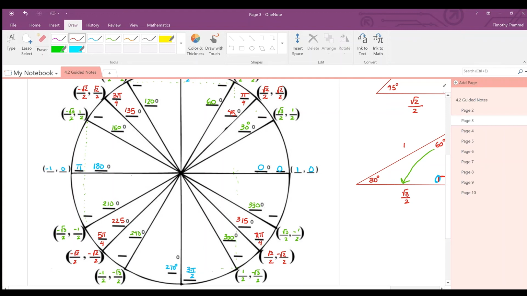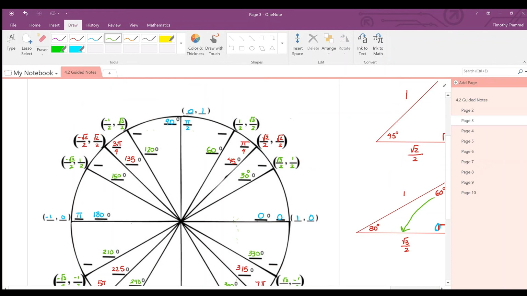Okay. And then if we add another pi over 4, we'll get to 8 pi over 4, which is equal to 2 pi. That's our one full revolution. Make my 7 pi look a little better. There we go. Now we're on to the multiples of pi over 6 or 30 degrees.